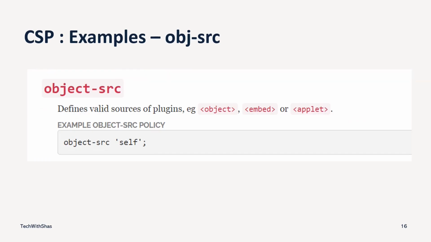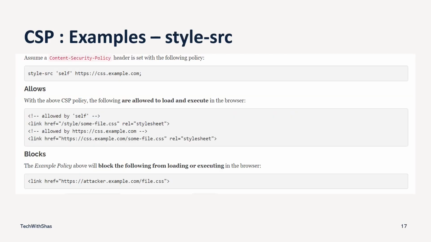Then suppose you have some objects. Same thing: for any applets or objects which are embedded, you can define from where you want to render them, and you don't trust any other origin. Those things you can define in the object source policy, and we can secure our objects as well in the UI applications.